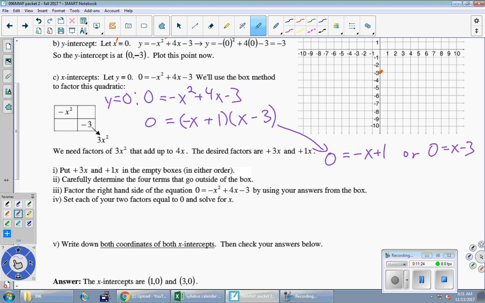Best thing to do in this first equation is add the x. I know usually you'd move the -1 over, but in this case, adding the x gives you the answer in one shot. X is 1. Over here, add the 3, and we get 3 equals x, okay? Those are our two x-intercepts.